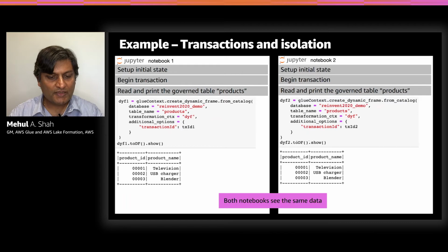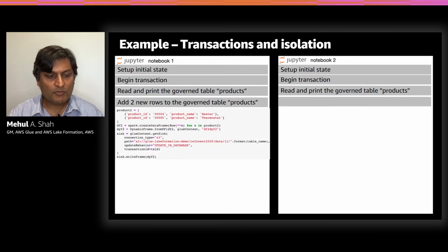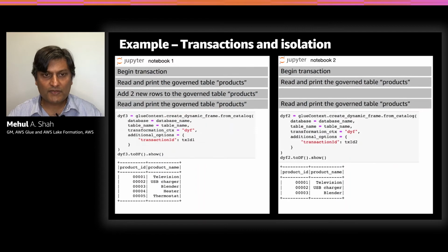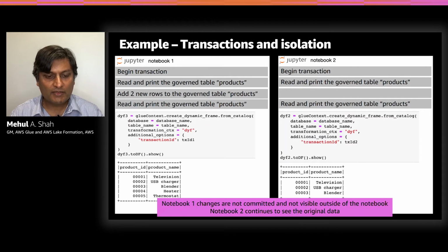Now, notebook number 2 is going to continue to read, while notebook number 1 is going to add 2 new rows to your products table. When you read and print the products table again, and the transactions are still running, the effects of adding those 2 rows from notebook 1 are only seen by notebook 1. It gets its own little view of its data lake. These effects have not been reflected into the data lake yet, and so notebook number 2 still sees the original data. It's not visible outside of that transaction yet.